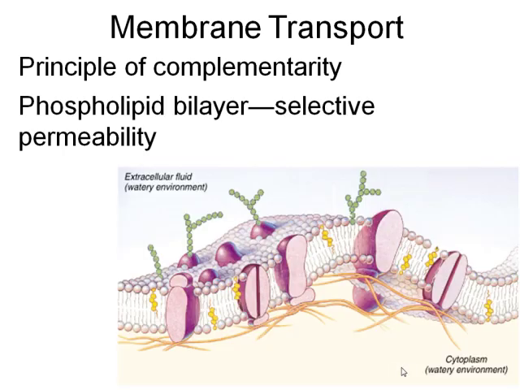Let's start by looking at membrane transport. You'll remember that one of the basic principles of anatomy and physiology is the principle of complementarity. That is, things have their particular structure because of how they function. Well, the cell membrane is that phospholipid bilayer. You'll remember that there are all of those phospholipids with their little water-loving heads, their phosphate heads pointing out, and their little lipid tails pointing in.